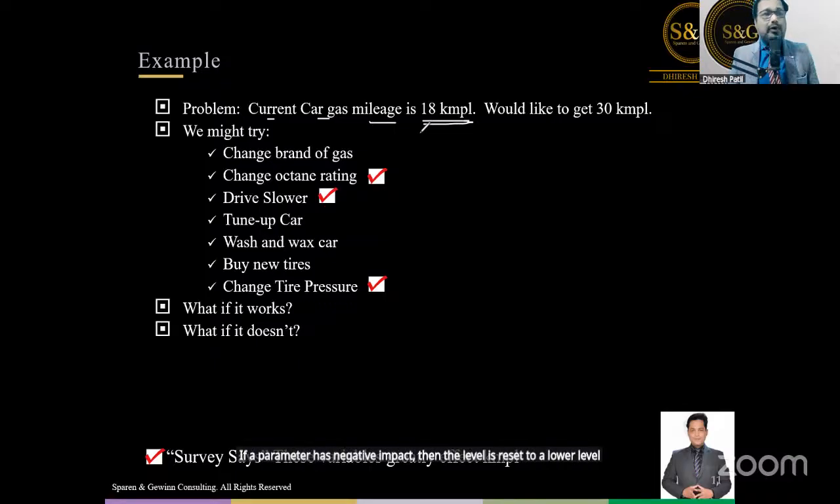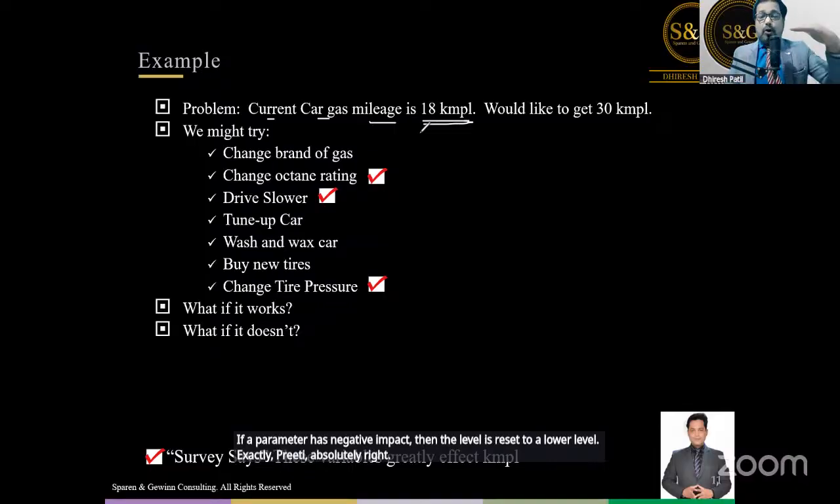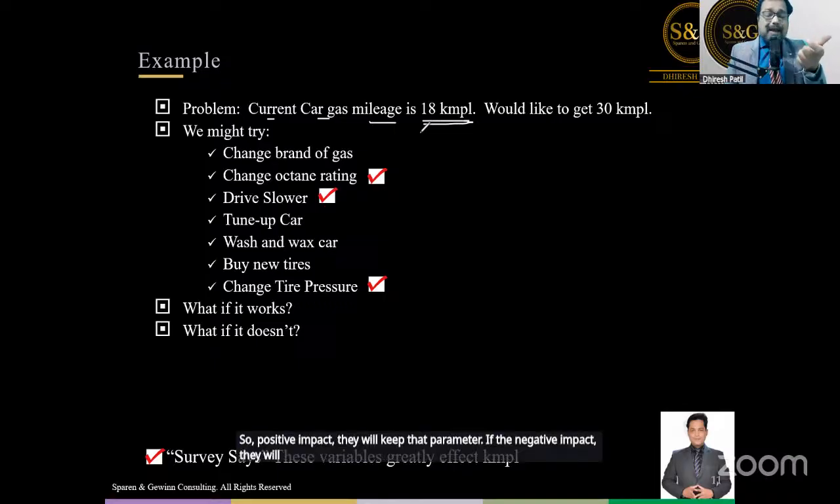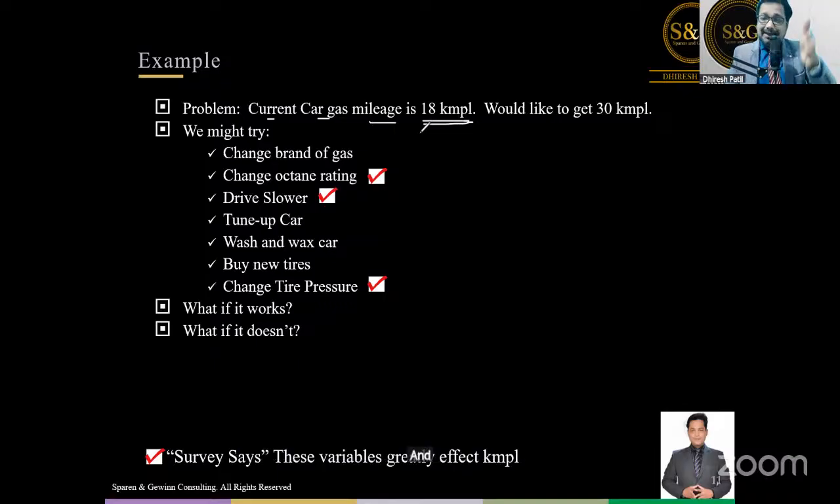Exactly, Preeti, absolutely right. With a positive impact, they will keep that parameter. If the impact is negative, they will reverse that parameter again and maintain the reversed parameter only. Okay. So the best tool is yet to come, Arvind ji. That is what we are heading towards.